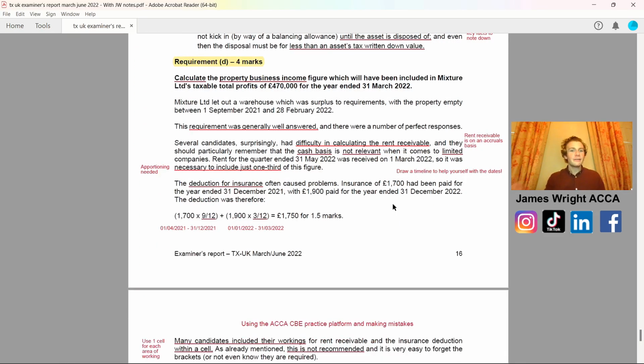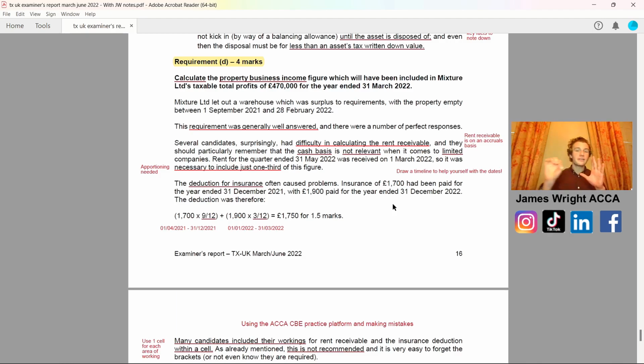The last area for requirement D, about calculating property business income on there. Again, rent receivable is on an accruals basis. The requirement was answered generally well, but there was a few key things in terms of dates on there.